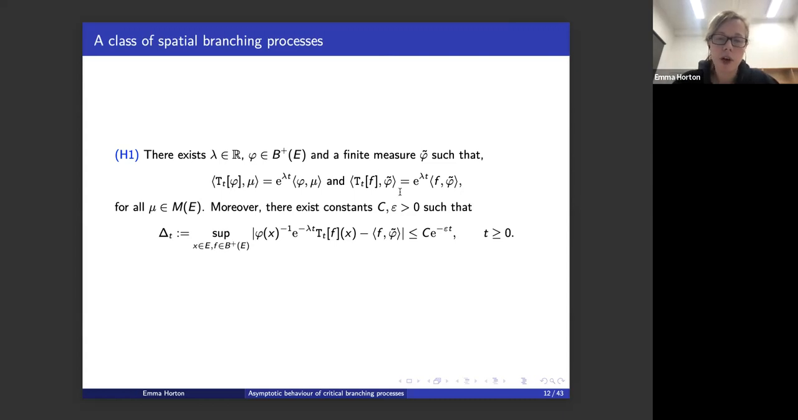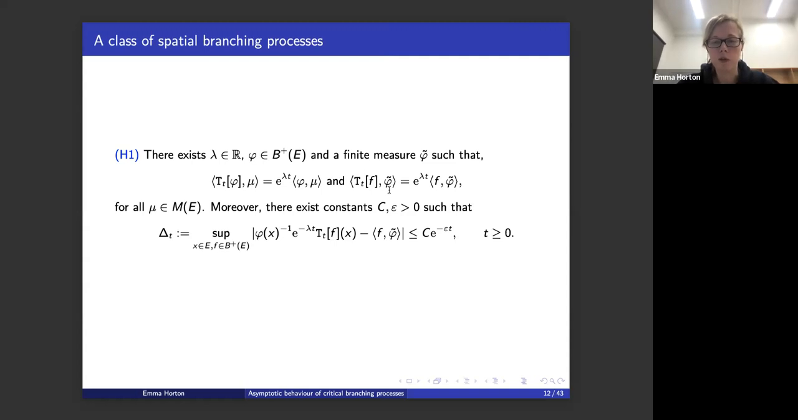And the function phi and the measure phi tilde kind of describe the good points and the points where you're most likely to get killed in the reactor. So phi gives a kind of importance to a point in a reactor and tells you, if I start a process from this point, how that will contribute to the future of the process. And then phi tilde, we can kind of see as a sort of stationary measure.